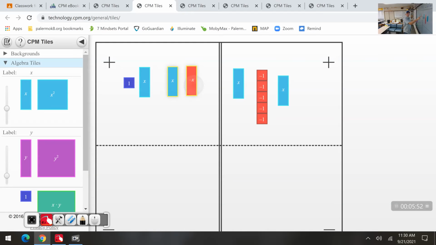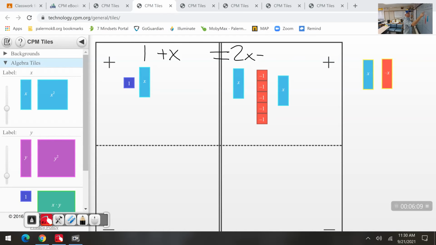That's a zero pair. So I take it off and I write what is left in the second row. 1 plus x equals, I'm going to go ahead and put these two together. 2x minus 5. I said 1 plus 1 is 2x, and so that's that. Okay, my next legal move.